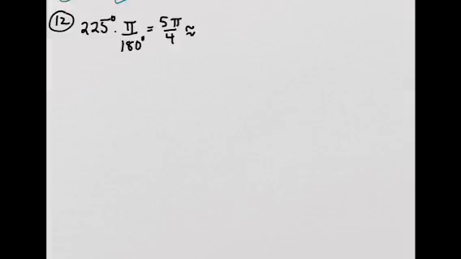So for number 12, we're converting to radians. So I used the conversion factor, pi over 180. This would be the exact value right here, but they want it rounded to 3 decimal places, so the answer that we're going to put down is 3.927 radians.